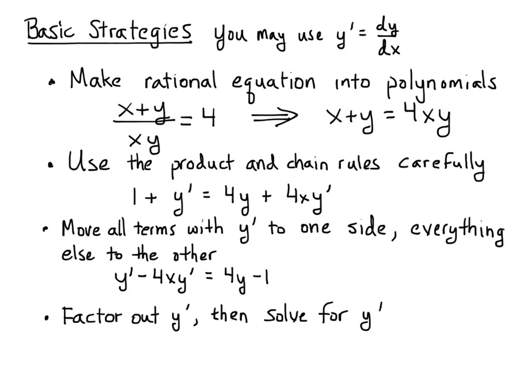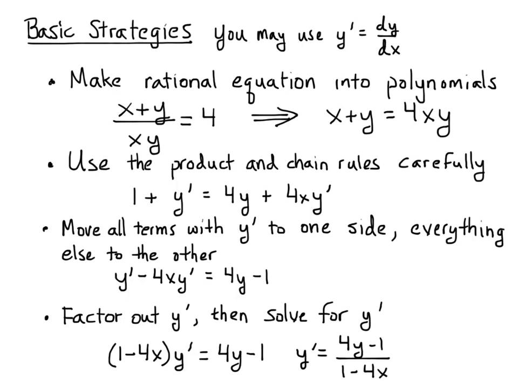And then you solve for y prime. So I'm going to factor out the y prime. I get 1 minus 4x times y prime, and then divide by 1 minus 4x. And so I get y prime equals 4y minus 1 over 1 minus 4x. And there's my derivative of y. Okay.